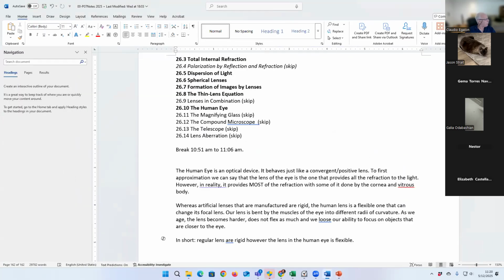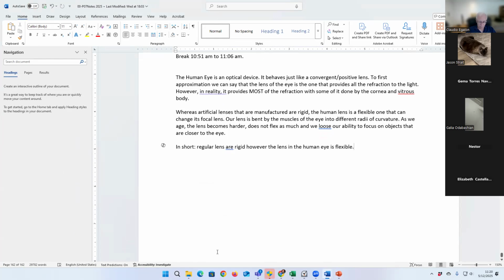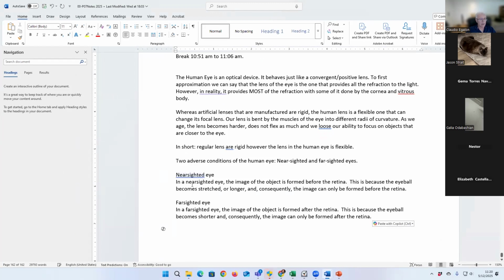So let's write it down. Two adverse conditions of the human eye. We're not going to talk about astigmatism here, okay? Just the nearsighted eye and the far-sighted eye. Here you go, nearsighted eye. In a nearsighted eye, the image of the object is formed before the retina. This is because the eyeball becomes stretched or longer, and consequently, the image can only be formed before the retina.